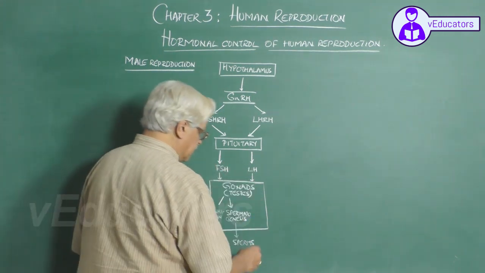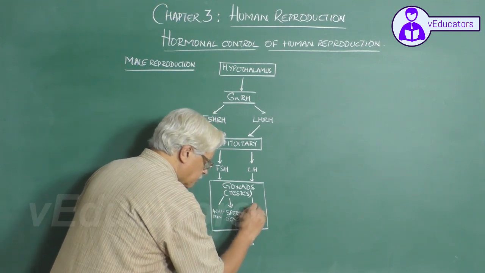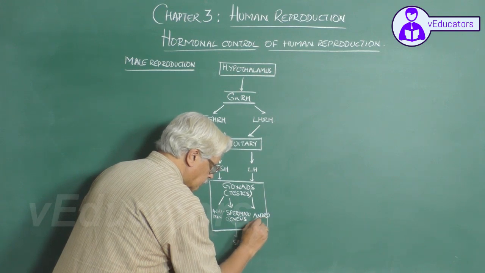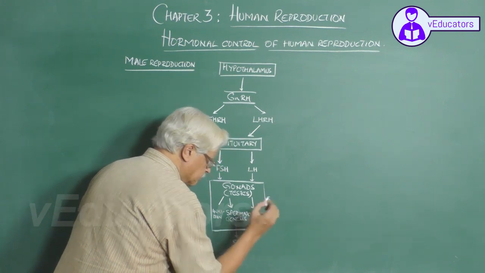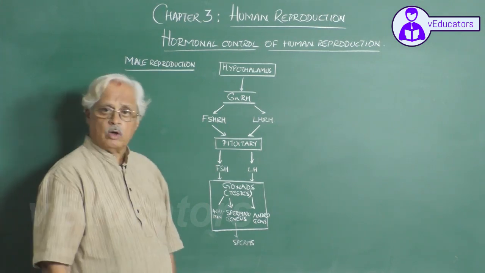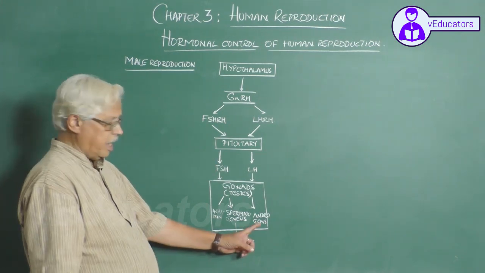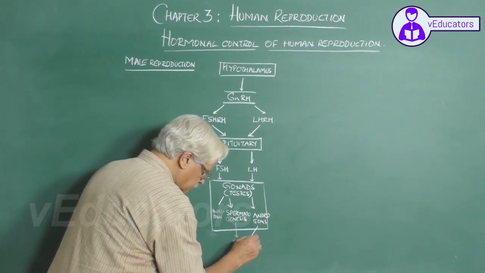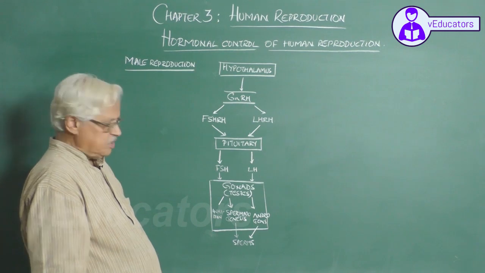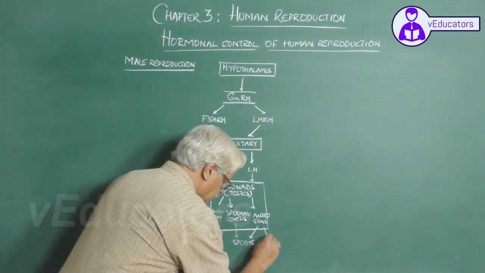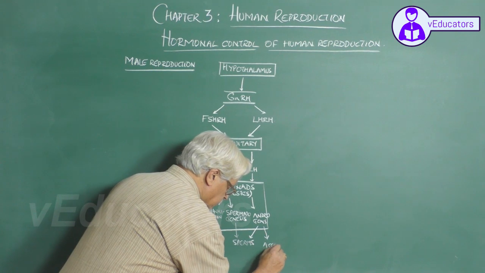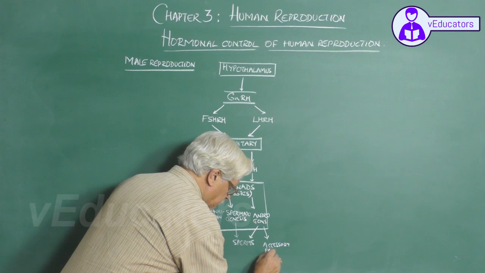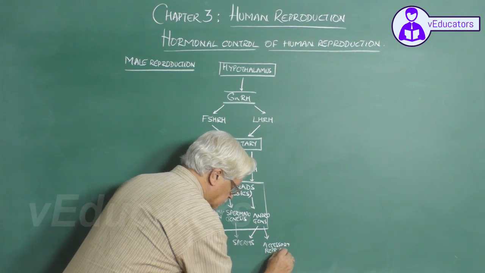Under the influence of LH, the testis releases a set of steroid hormones called androgens. These androgens influence the sperms and influence the accessory reproductive organs.